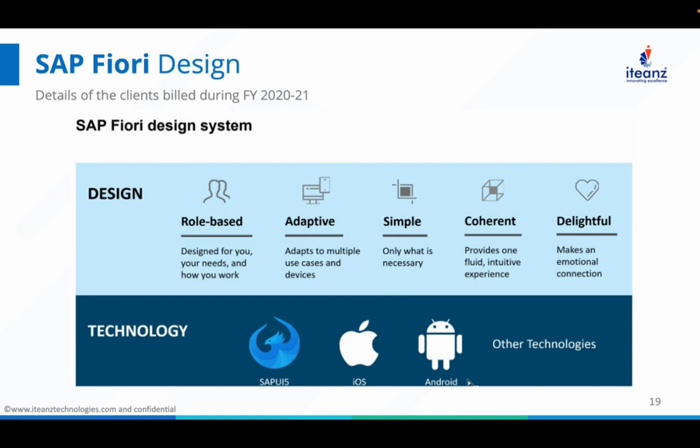Each of these applications is linked to a particular role. When the role is granted to a particular user, he will be able to access those Fiori applications. That is why it is called role-based, adaptive, simple in terms of speed, look and feel, usability, coherent, delightful. Again, this is accessible across devices, whether it is iOS or Android on mobile, and on desktop as well as laptop.